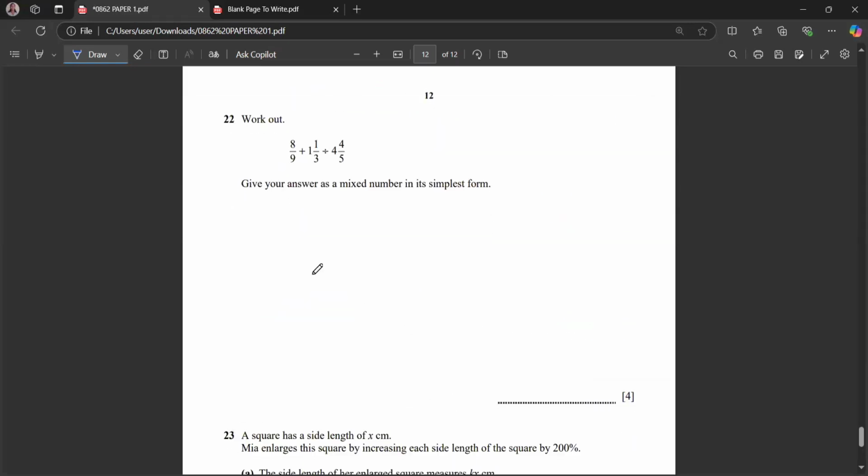Work out 8 over 9 plus 1 1 over 3 divided by 4 4 over 5. Give your answer as a mixed number in its simplest form. So for the mixed number, when we start working, we'll first convert them all into improper fractions.